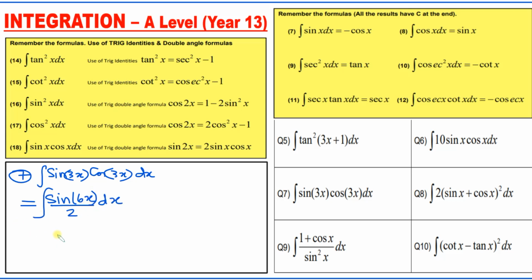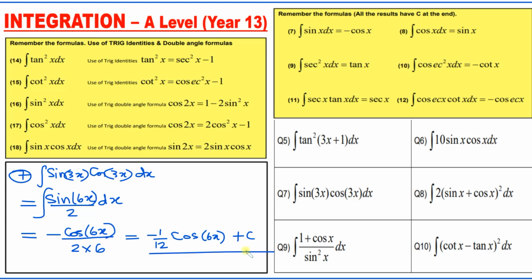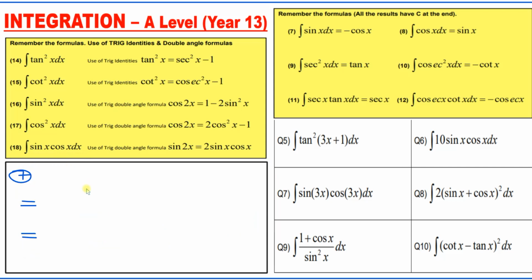So sine 6x integration is minus cos 6x, and divided by, there's a 2 already there, and divided by the coefficient 6. So the answer is minus 1/12 cos 6x plus c. That is the answer for question number 7. Let's move on to question number 8.